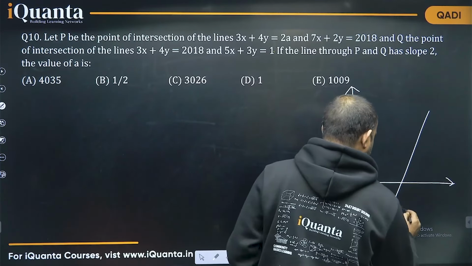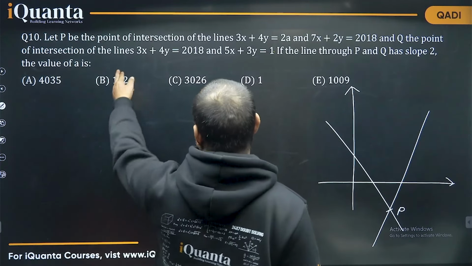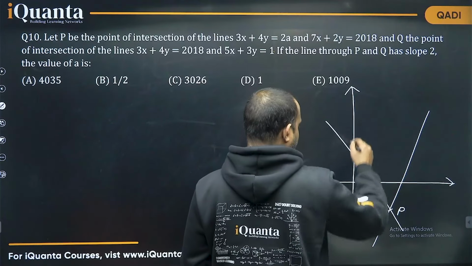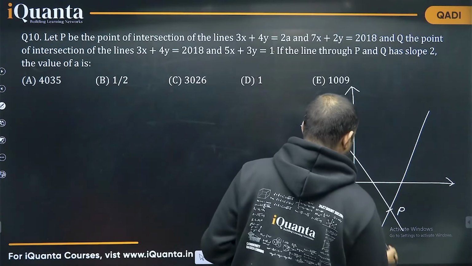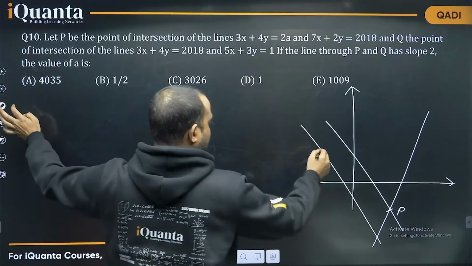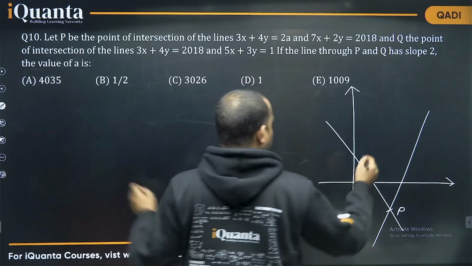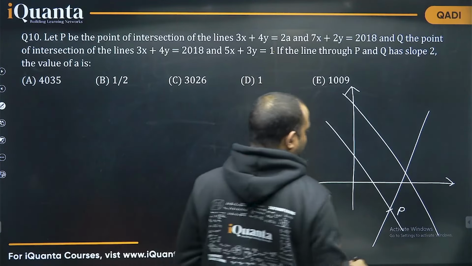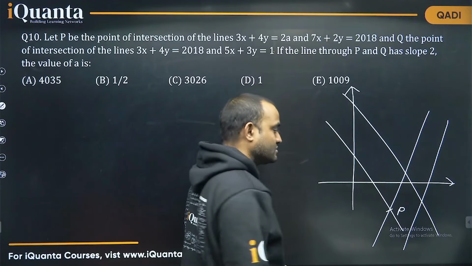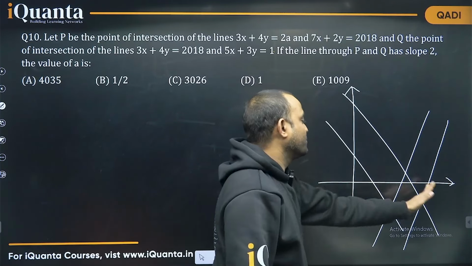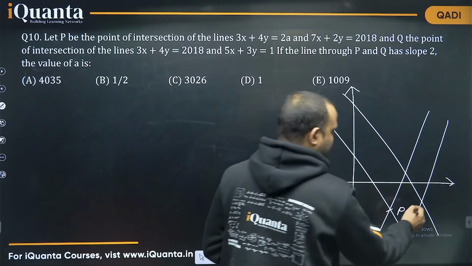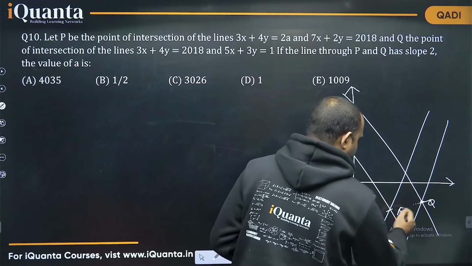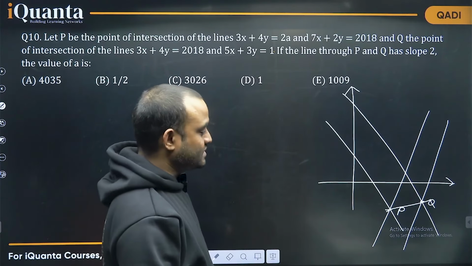This is P. Now there is another line, 3x plus 4y is equal to 2018. Let's say this is this one, in the positive axis only. And there is another line, 5x plus 3y is equal to 1. So they will intersect at this point. Although this should be here and this should be here, it doesn't matter now. We are just trying to understand the situation. This is Q. Now this line PQ has a slope of 2, right?